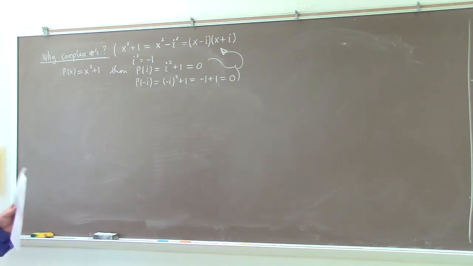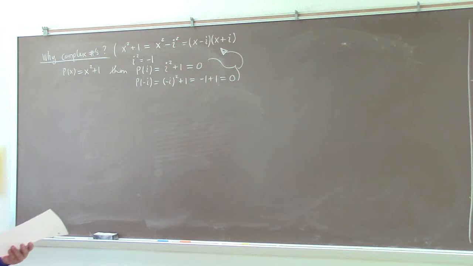You have a factor x minus c, where c is a complex number, if and only if, when you evaluate the polynomial at that complex number, it gives you 0. The factor theorem extends to complex numbers.